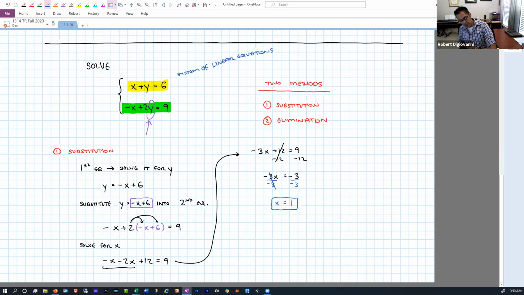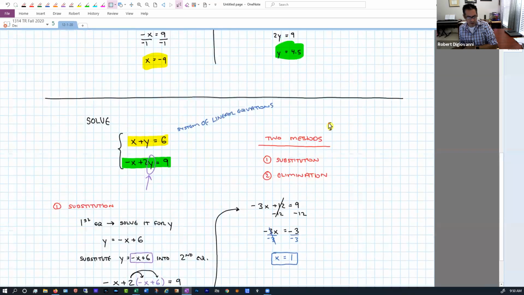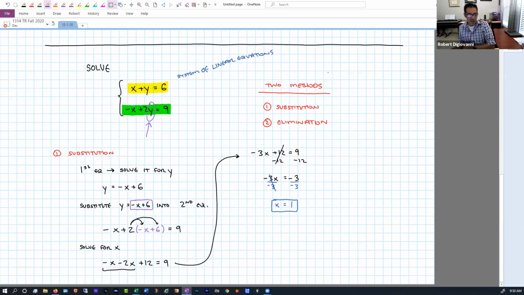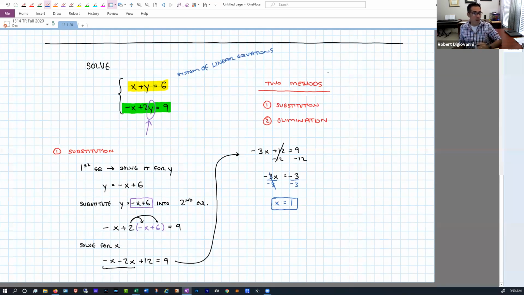So now I know what x is. And didn't we say earlier when we were doing this, didn't we say that the answer would be 1, 5? So we actually got just now that the x has to be 1, right? That checks with what we did earlier. But we still need to figure out what y is. So this is the last step.